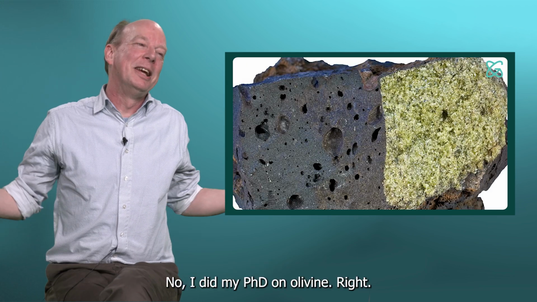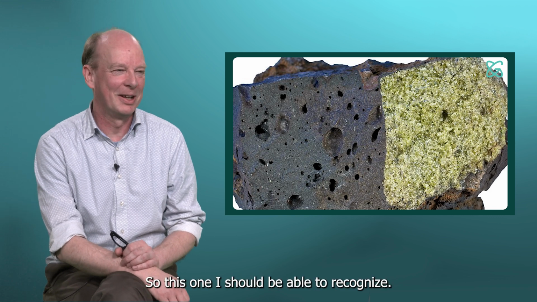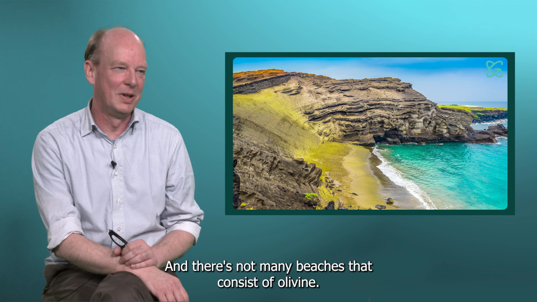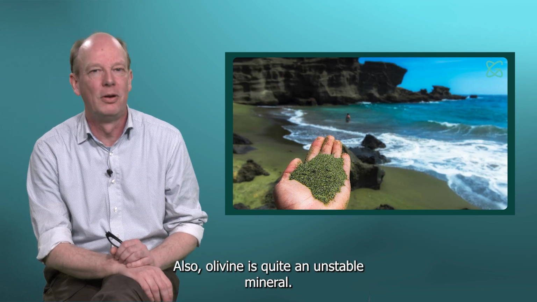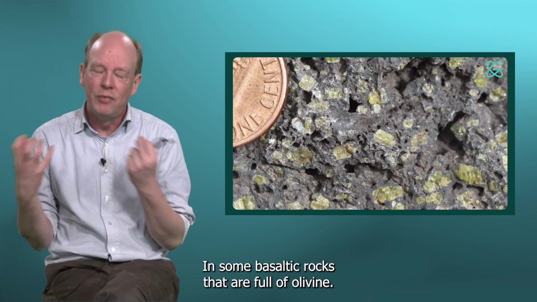Yeah, no, I did my PhD on olivine, right? So this one I should be able to recognize, right? And there's not many beaches that consist of olivine, right? Also, olivine is quite an unstable mineral. It forms in volcanic rocks, in some basaltic rocks that are full of olivine.